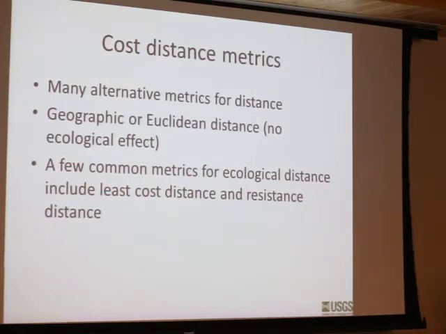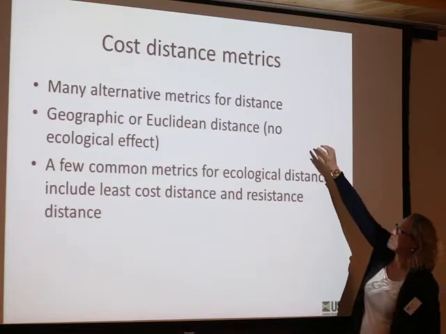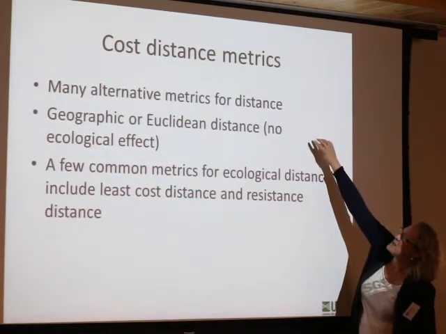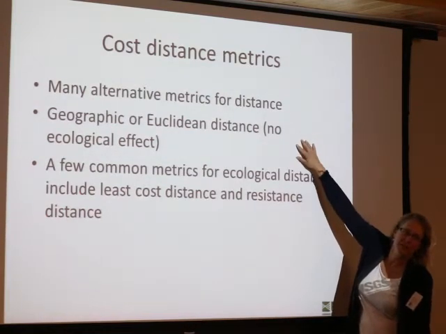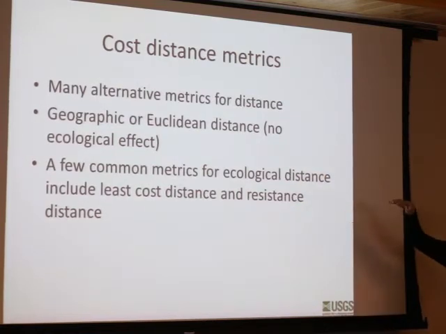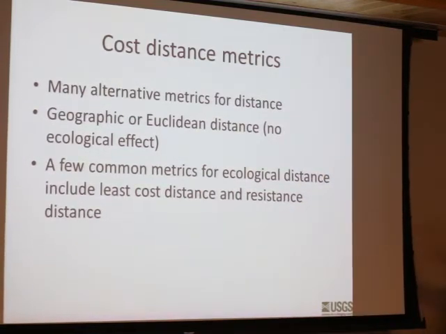For cost distance metrics, I don't know if you've talked about this earlier in the week, but I'll go over this really quickly. We think a lot about geographic distance or Euclidean distance, isolation by distance. That's just calculating your distance using that x squared, y squared equation. So if you have this going on, you're assuming that there's no ecological effect, that there's no effect of the landscape.